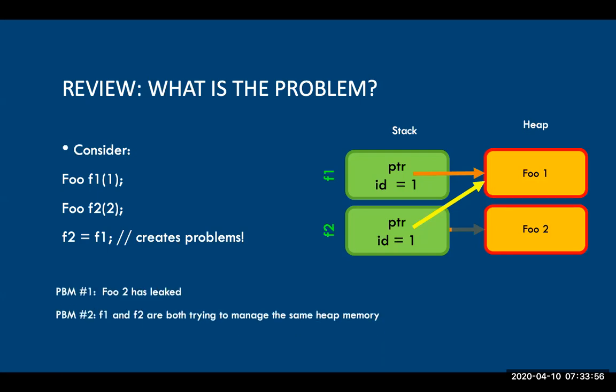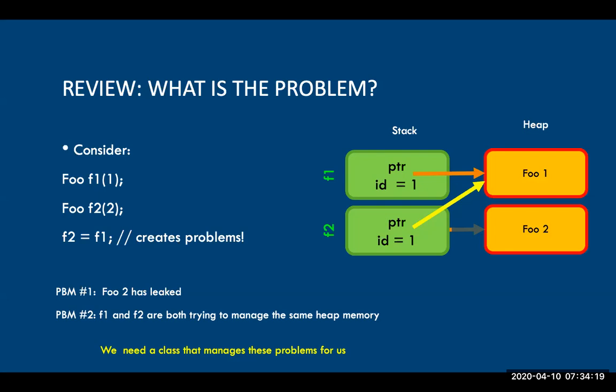So that's a problem. And then also it turns out that now that you have these two pointers pointing to the same thing on the heap, it's entirely possible that one might delete the data on the heap and the other might not know that got deleted. So we could have a crash if we try to access the pointer after someone deletes the data on the heap. So this is the problem we're trying to solve.